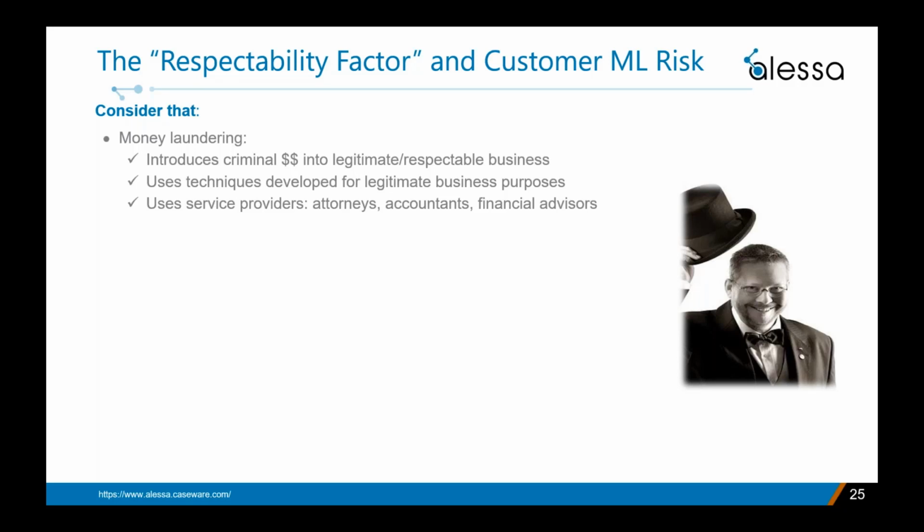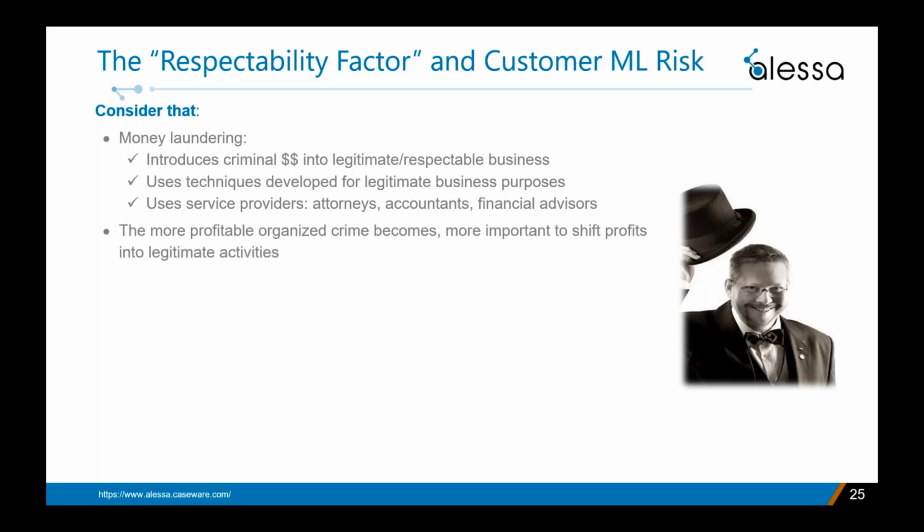It also involves techniques developed for legitimate business purposes, such as cash management services, lockbox receipts, and maybe even private ATMs like we just talked about. Then, professional service providers like attorneys, accountants, and financial advisors may also get involved in the money laundering process, either directly or just by looking the other way.